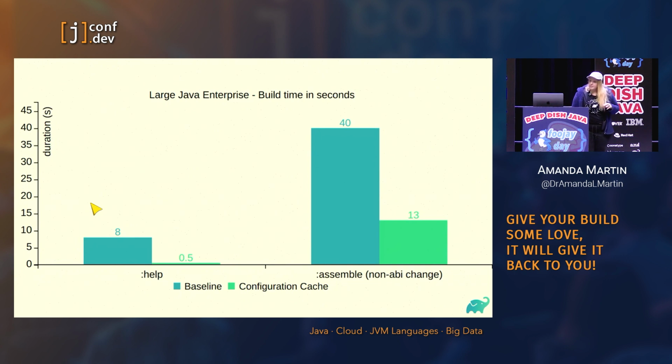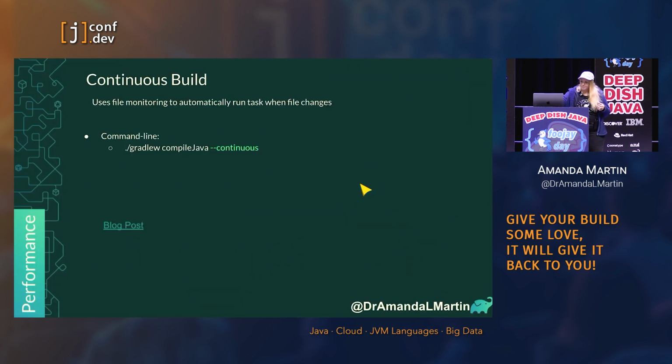Here's another example of how the configuration cache has helped some people. Just running the help task drops it. This is the assemble task. So you can see configuration cache is really helpful with time.